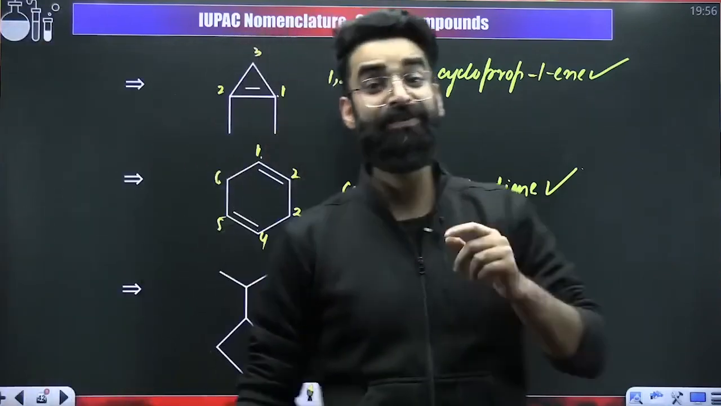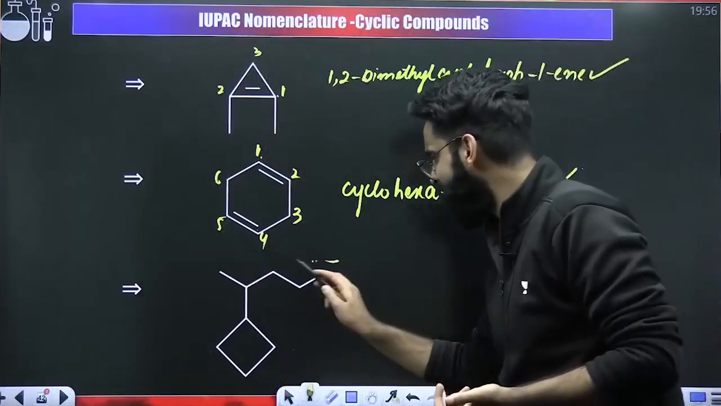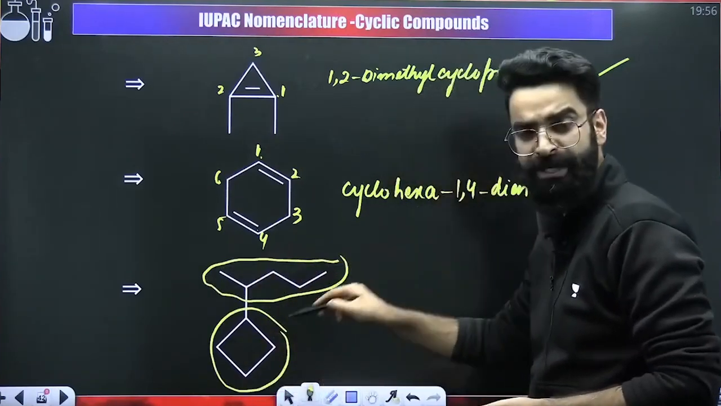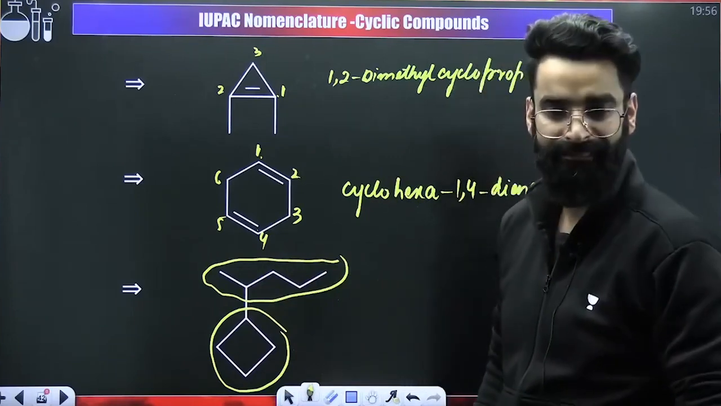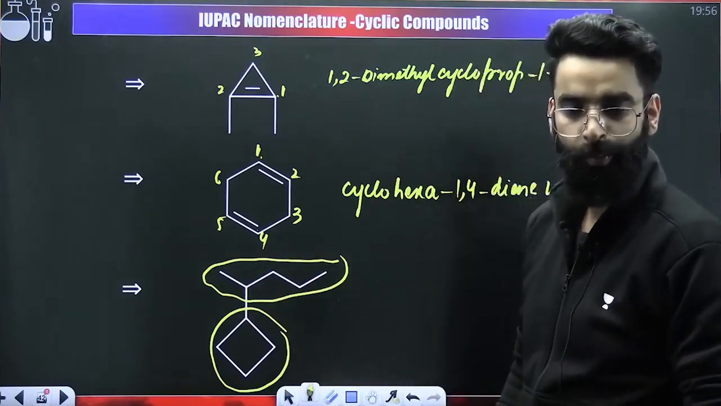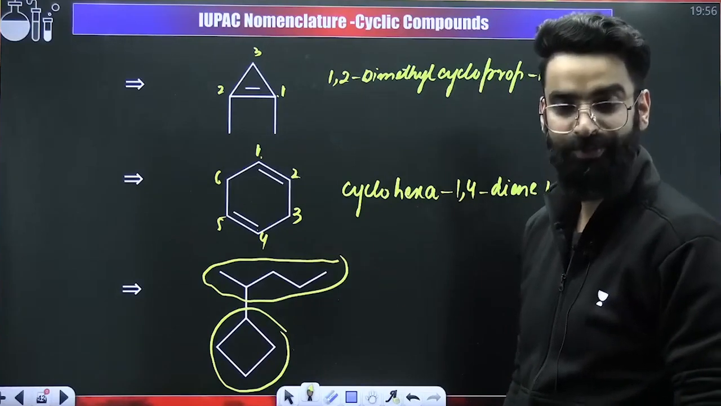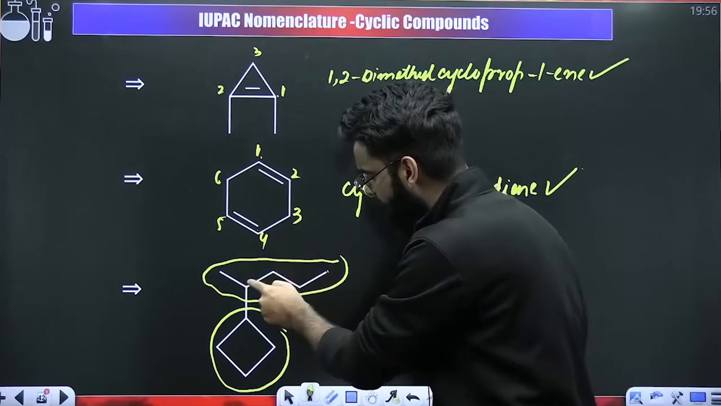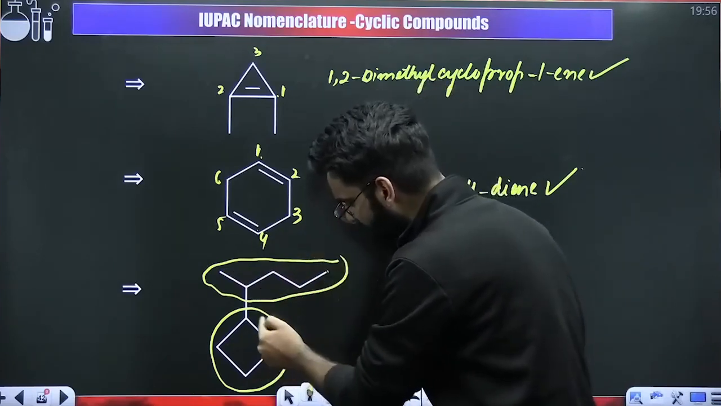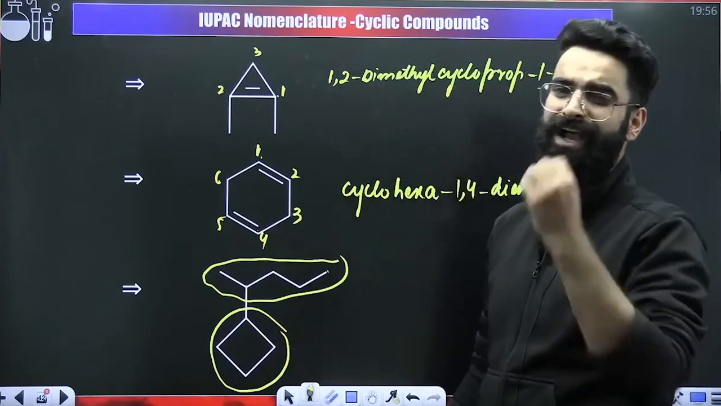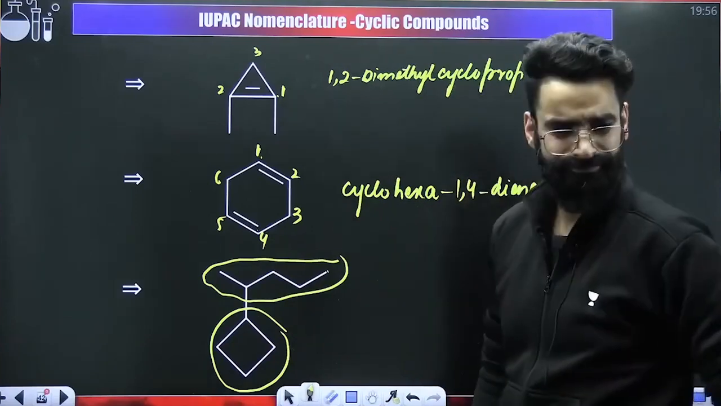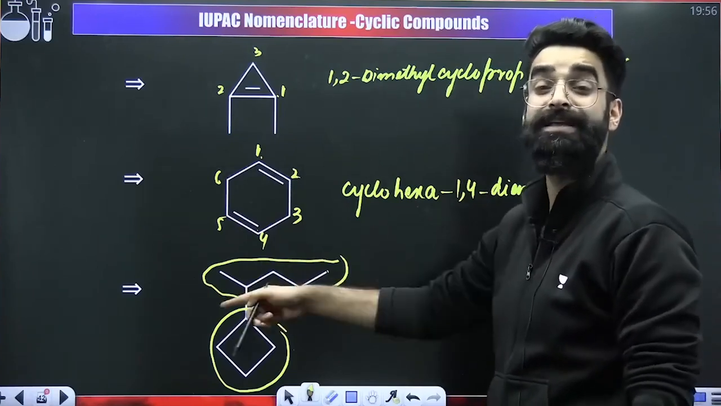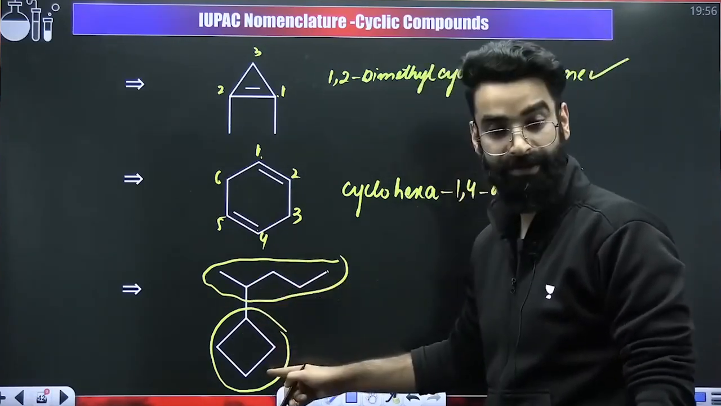Okay, what do you think here? Which one should I treat as the main chain? Should the linear one be the main chain or the cyclic one? What do you think? My dear students, count the carbon atoms in this particular one. 1, 2, 3, 4, 5. In this one, 1, 2, 3, 4. The one with more carbon atoms you are going to select. So the linear chain you are going to prioritize because it contains more carbon atoms. This one contains less carbon atoms.